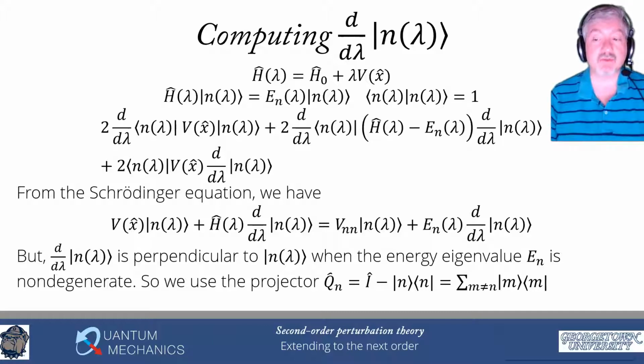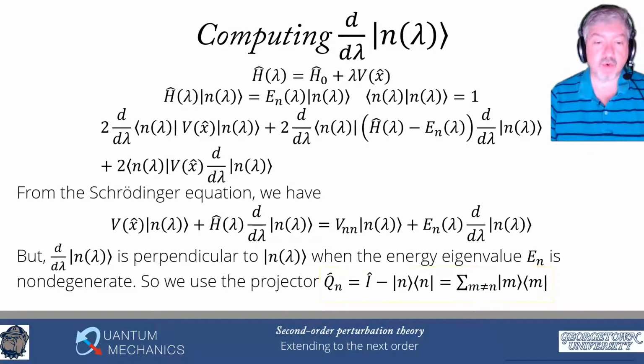So we're going to assume that the energy eigenvalue n is non-degenerate, and then we're going to create a projection operator which says take the identity operator and subtract off the projection onto that initial state, ket n bra n. That's just equal to the sum of the projection operators, ket m bra m, for all m that are not equal to n.